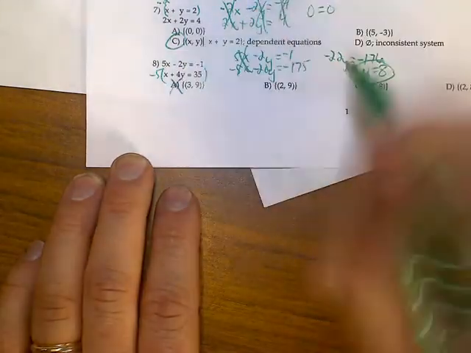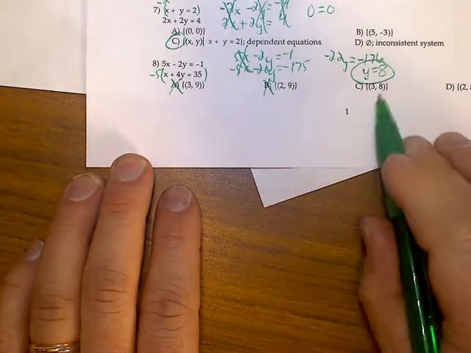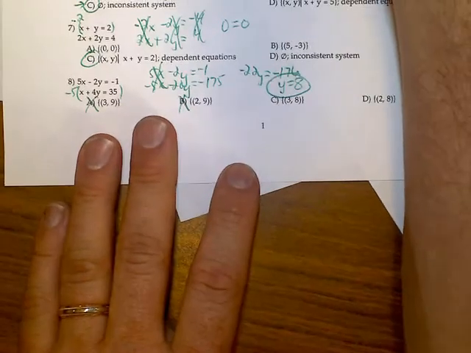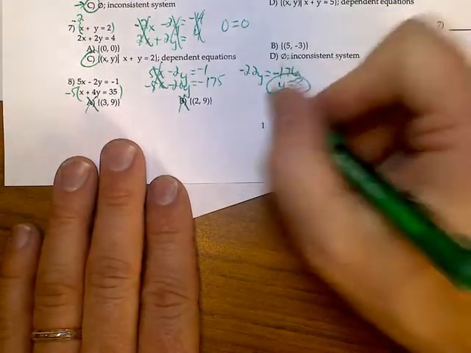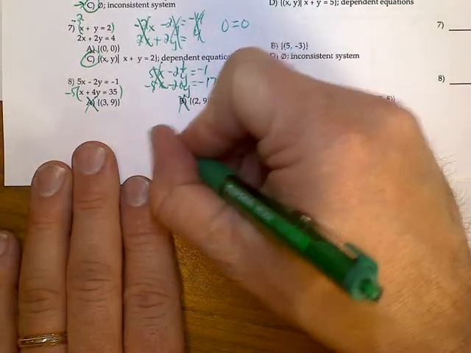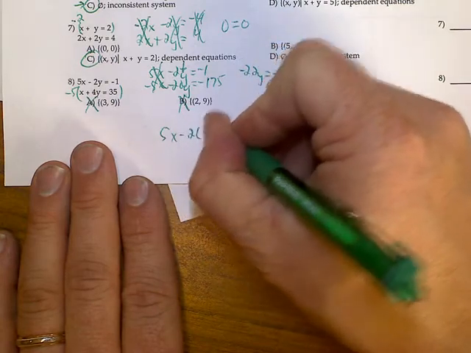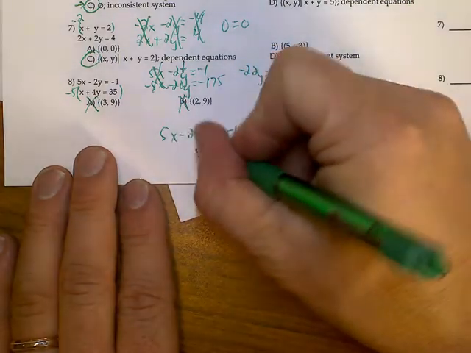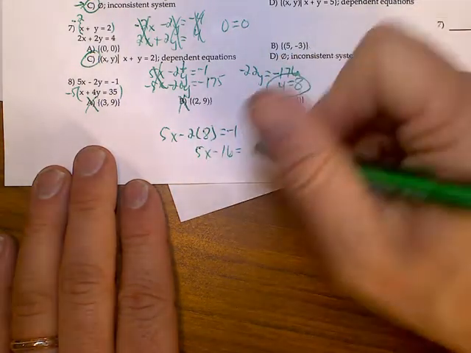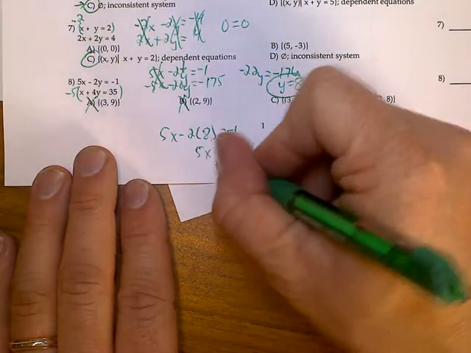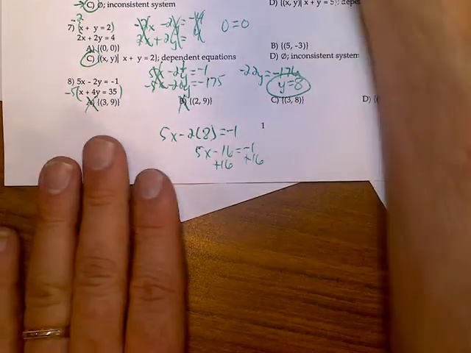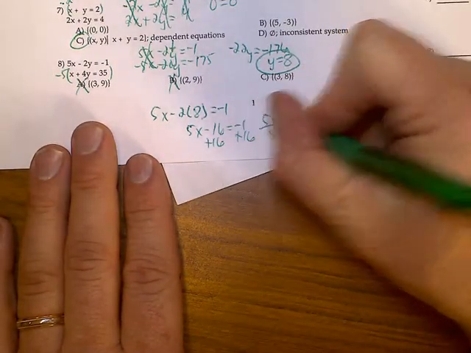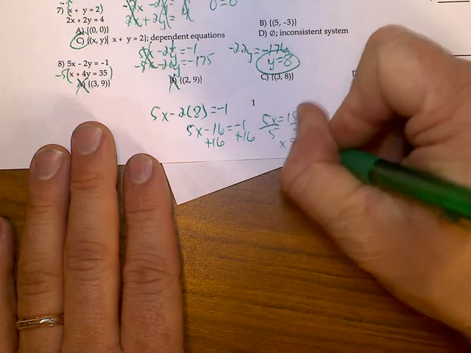That's not 8. That's 8. So it's either between C or D. If I plug in 8 for y, 5x minus 2 times 8 needs to equal negative 1. 5x minus 16 equals negative 1. If I add 16 to both sides, that would be 5x equals 15, divided by 5. x has to equal 3.